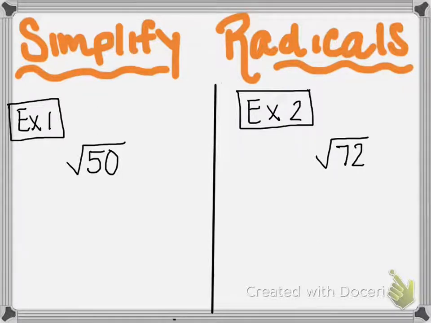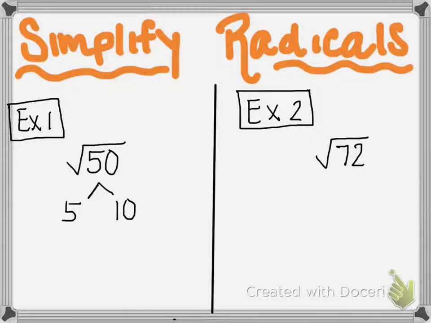So we're going to start with example number 1 on your sheet, and it's radical 50. So remember that when we simplify a radical, we always want to break it down. So we can think of two numbers that multiply to 50. I'm going to go with 5 and 10. You can choose two other numbers. You'll get the same answer as me when you're finished breaking it down.